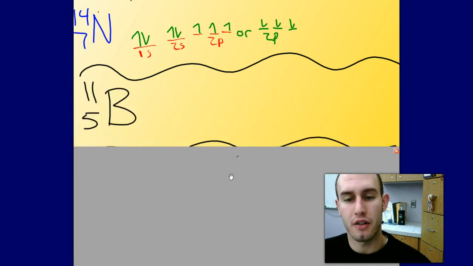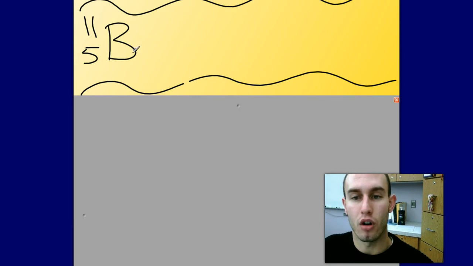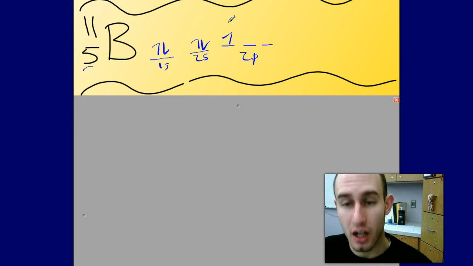Let's look at another example here. Let's look at boron as a possible example. Boron, 5 electrons. So I'm going to start with 1s, then 2s, then 2p. 1s with 2 electrons, I'm trying to get to 5. Then 2s, it can hold 2 electrons as well. And then 2p, I only need 1 more electron, so I'm going to put 1 up there. 1, 2, 3, 4, 5 electrons.